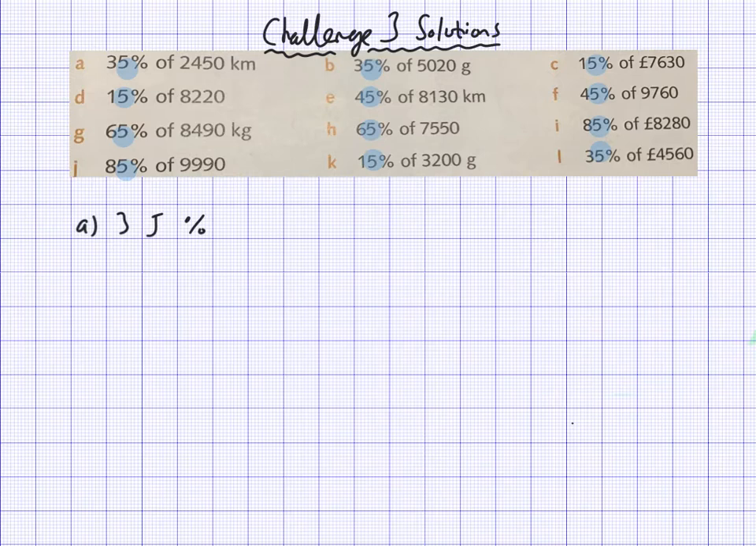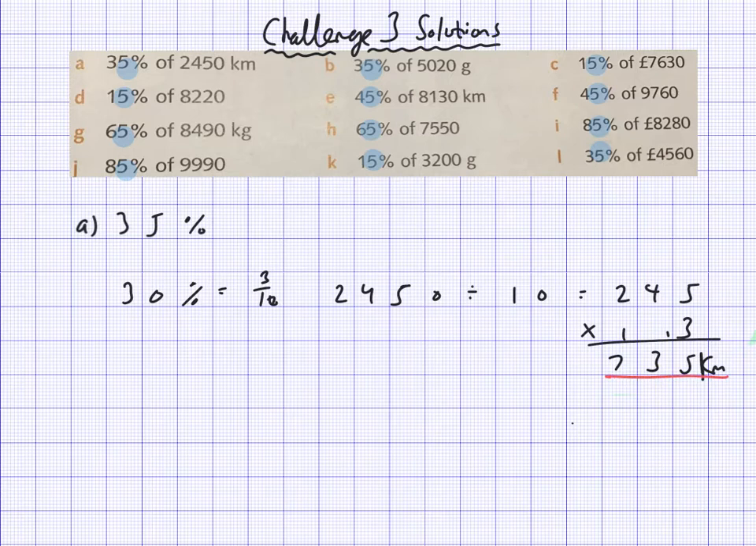So 30% is 3/10. 2,450 divided by 10 is 245, and I'm going to multiply that by the top, which is 3. When I did that, I got 735 kilometres. Now I've got to find 5% to add on to the 30%. I've already found 10%, which is 245, so I've got to divide that by 2 to find 5%.